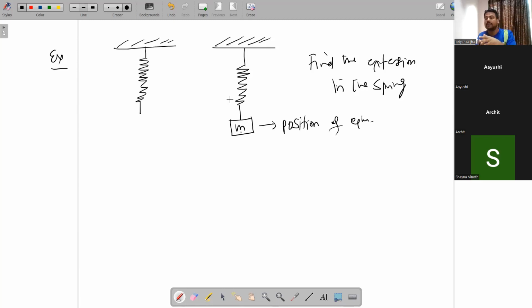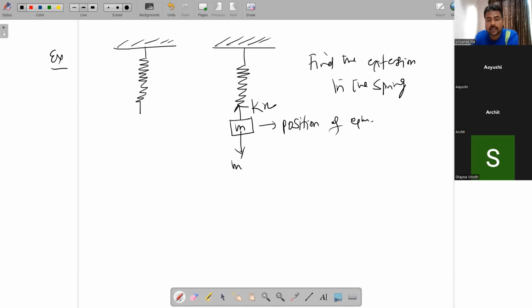Now this spring will try to get back to its original position. So now this spring will pull this block up. Suppose x is the extension. So the tension that this spring will apply is k into x, extension or compression, k into x. This is the force that this spring will apply.